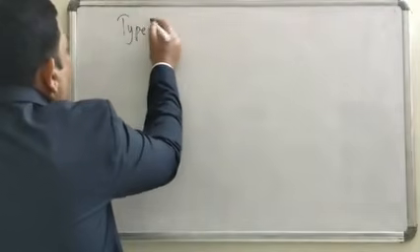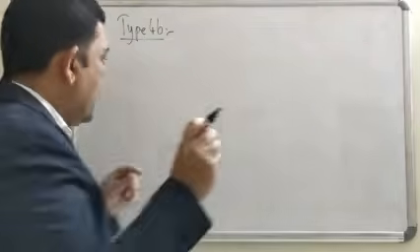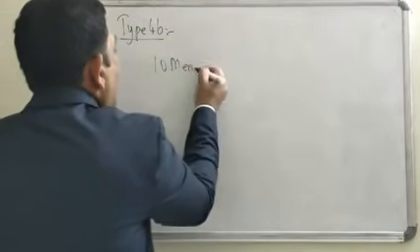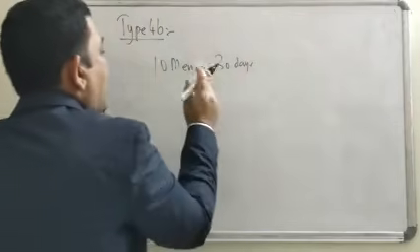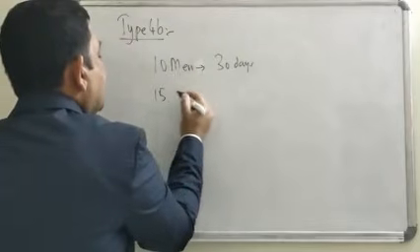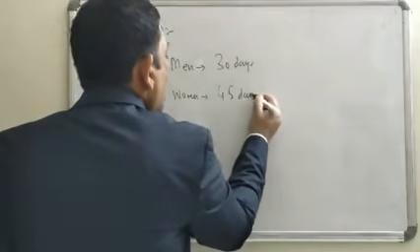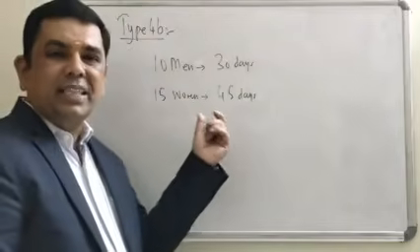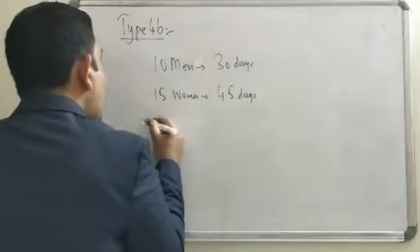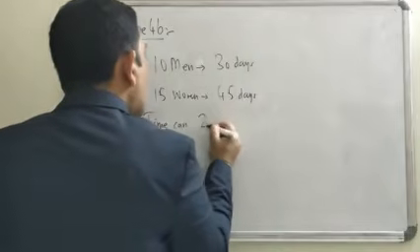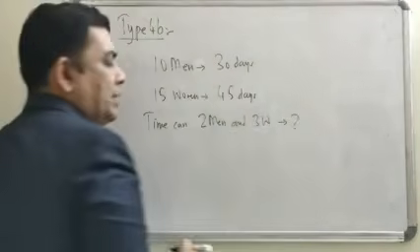Alright. Now, first of all, let me share type 4b. Please listen to the question carefully. 10 men can complete a task in 30 days, whereas 15 women can do so in 45 days. In how much time can 2 men and 3 women complete the same task?